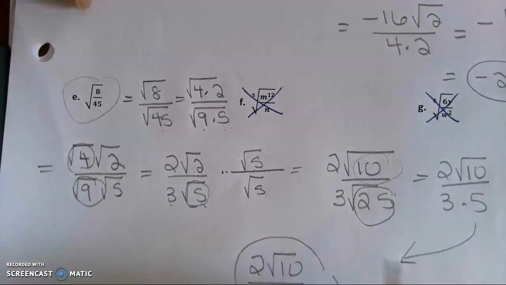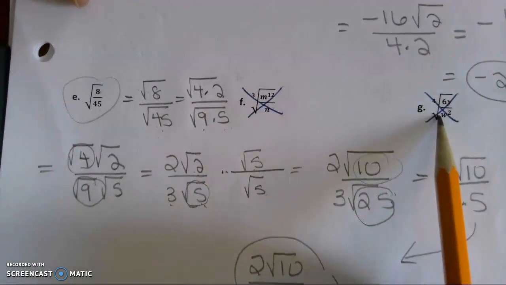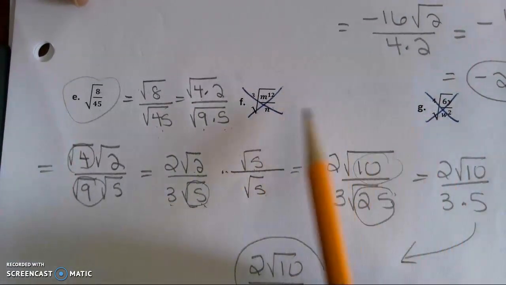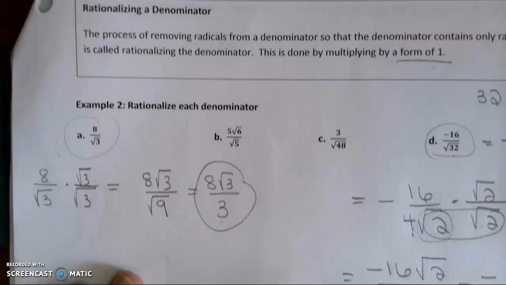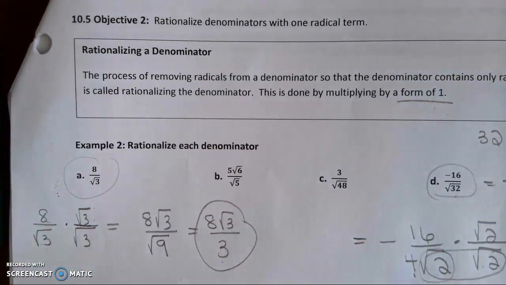I also want to say for the homework, I actually did take these 2 out because of time. So you won't see these 2 in the homework. So that is 10.5 Objective 2.